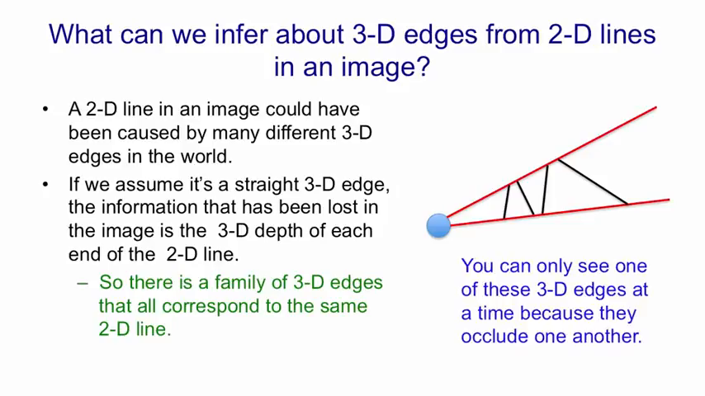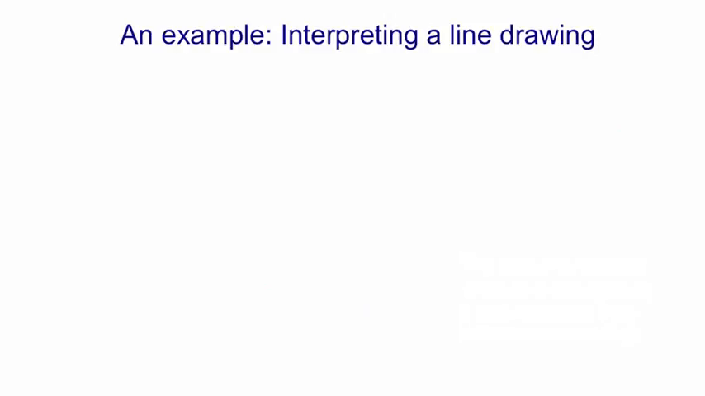You can only see one of these 3D edges at a time because they all get in the way of each other. So now we're in a position to see a little example of what you might be able to do if you can use the fact that you can find low energy states of a network of binary units to help you find interpretations of sensory input. So here's the example. We imagine we see a line drawing and we want to interpret it as a three-dimensional thing.